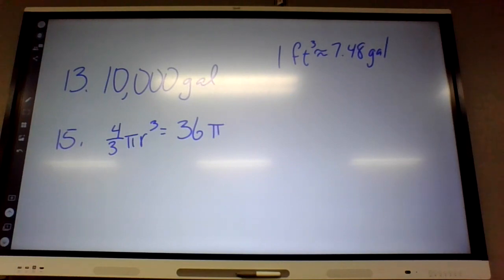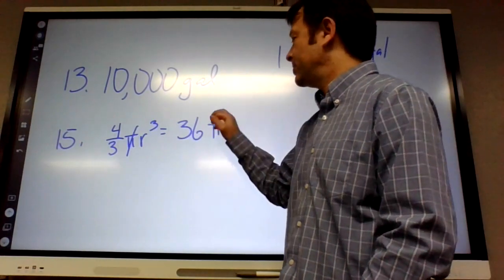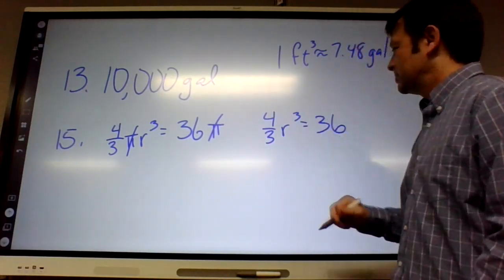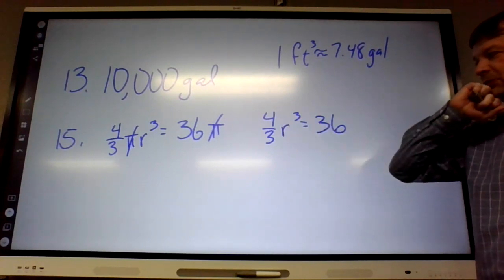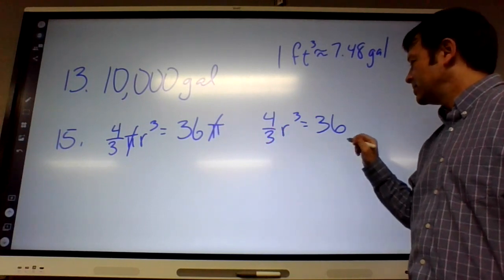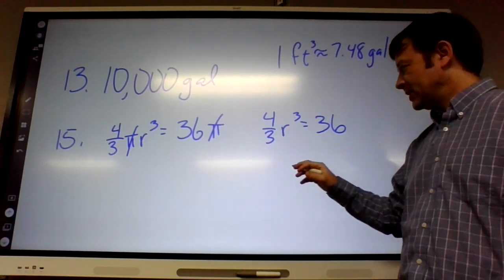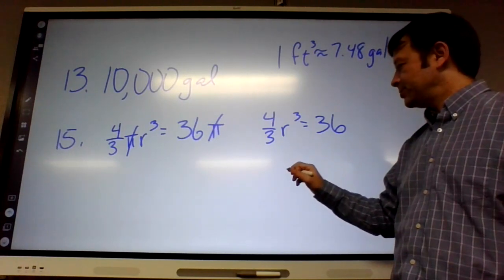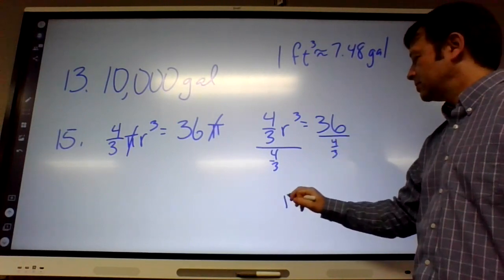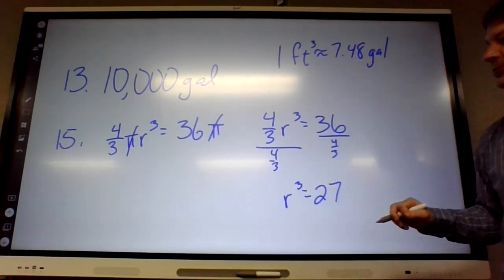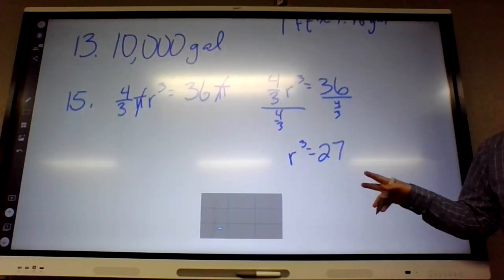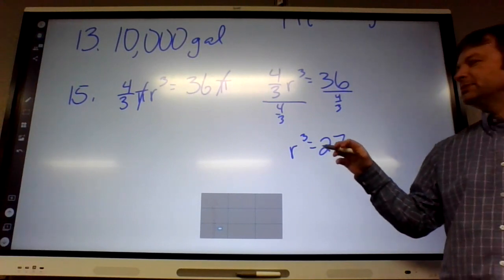Take out the pi. Divide by pi, pi's go away. So we got 4/3 R cubed equals 36. And then divide by that. Divide by what? 4/3. Divided by 4/3. Yep. I believe that's going to be 27. R cubed equals 27. Not square root it, but you're close. What's the opposite of cubing?